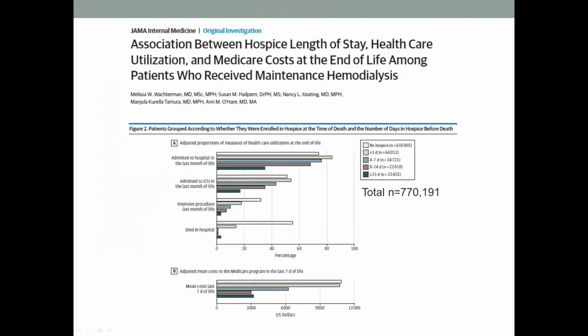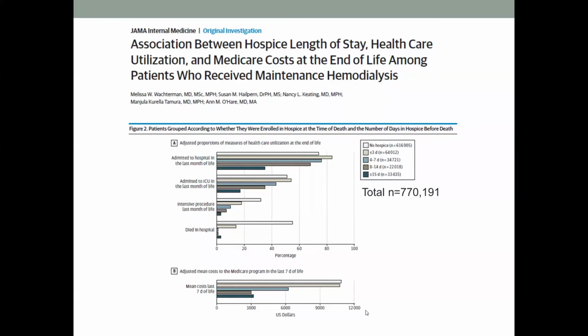And I want to connect this to a study that Melissa Wachterman published regarding hospice lengths of stay and Medicare costs, as well as end-of-life costs at the end of life. And so as you can see here, the white bar is patients who were on dialysis who did not receive any hospice at the end of life. This beige color, less than 3 days. Blue, 4 to 7. This darker, almost brown color, 8 to 14 days, and this teal color, more than 15 days.